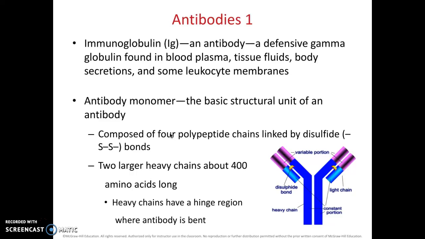Antibodies are generally found as monomers. Monomer means just one, and this is the basic structural unit of an antibody. They're composed of 4 polypeptide chains linked by disulfide bonds. There are 2 larger heavy chains, which are here. They're the lower portion, the blue portion, and they are pretty long, about 400 amino acids, and they have a hinge region where the antibody is bent.